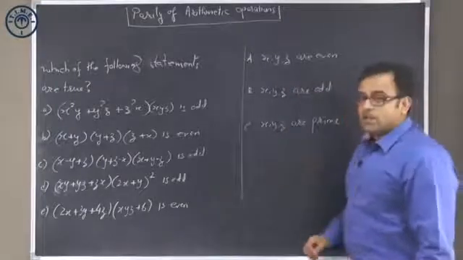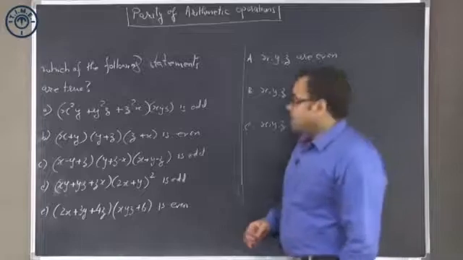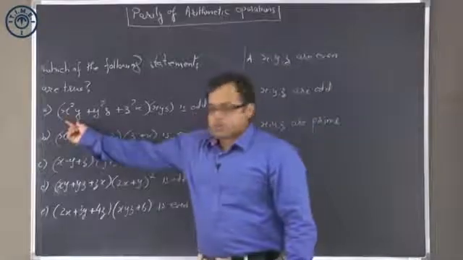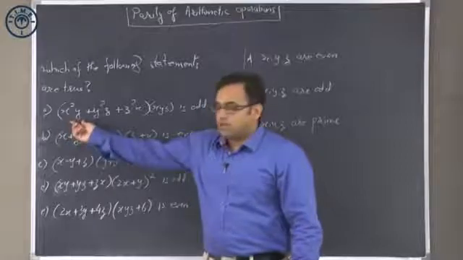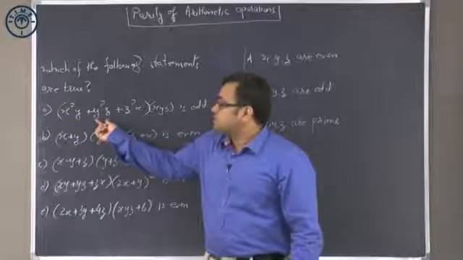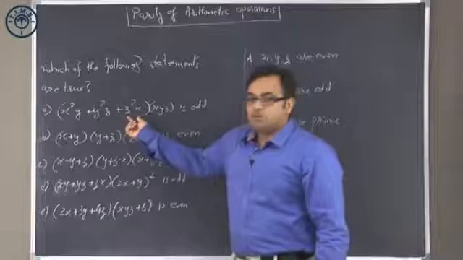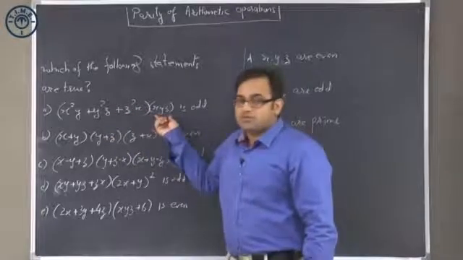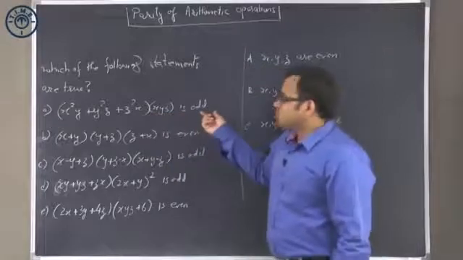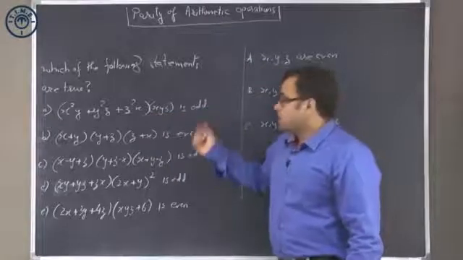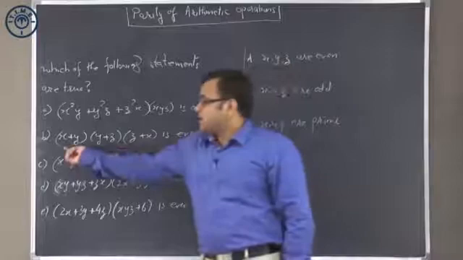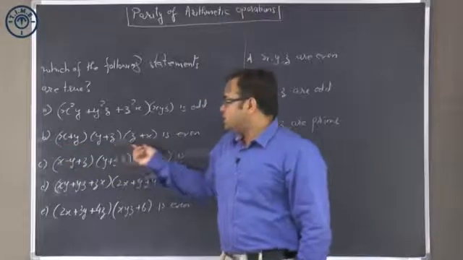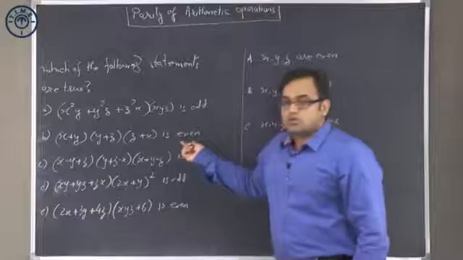The second one, X, Y, and Z are odd numbers. If X, Y, and Z are odd numbers, X square Y will be odd, Y square Z will be odd, Z square X will be odd. So odd plus odd plus odd is odd, odd multiplied by X, Y, Z will also be odd. So odd into odd is odd. So this statement is true. The second one, X plus Y, the sum of 2 odd numbers is even. So this will be even, this will be even, this will be even. So this statement is also true.